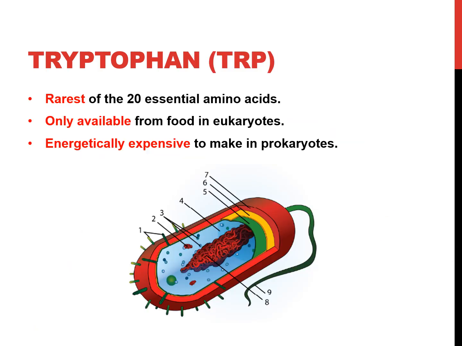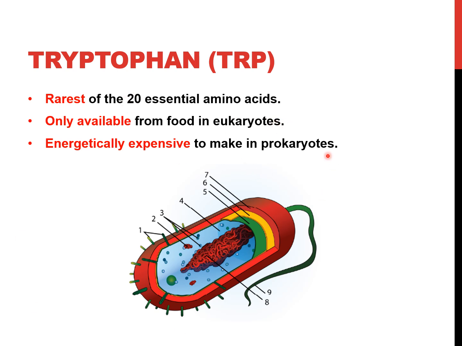So why tryptophan as opposed to other amino acids such as arginine or methionine? All right, tryptophan is the rarest of the 20 essential amino acids. All right, there's more amino acids than that. We've seen that on the codon chart. But there's 20 really essential ones, and tryptophan is the rarest. Okay, so how do we get it?